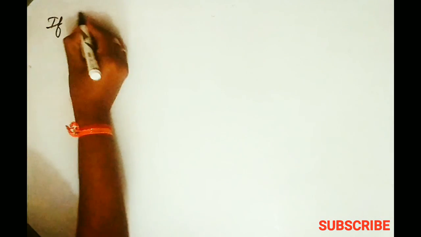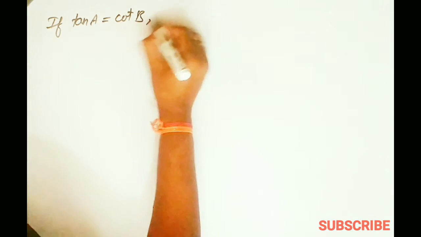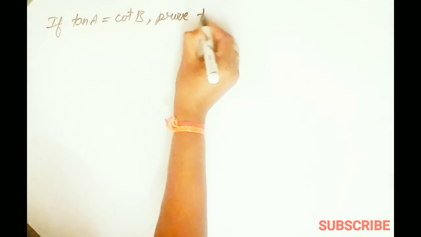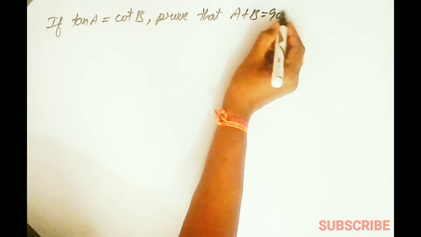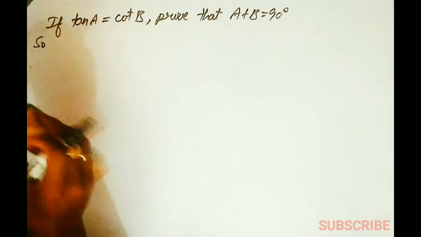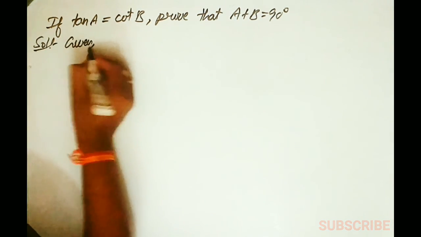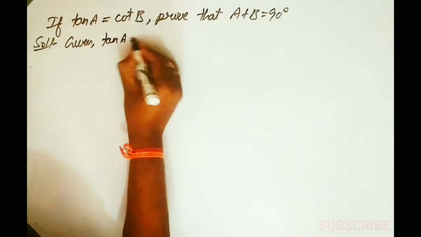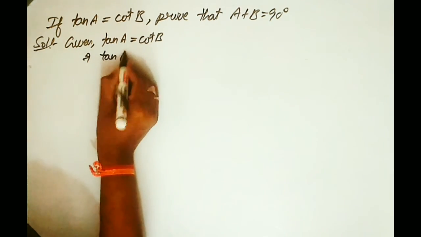If tan A is equal to cot B, prove that A plus B is equal to 90 degrees. This is a simple problem. The solution: take the given as it is. Given is tan A is equal to cot B. It implies tan A is equal to cot B is there.